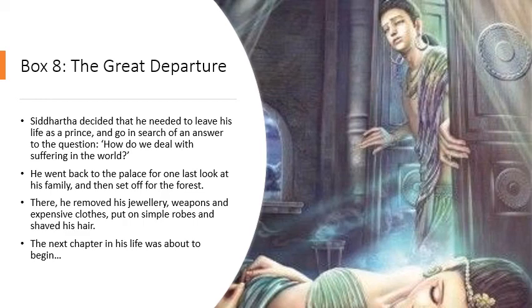He goes back to the palace for one last time to look at his family, and then he sets off for the forest. When he gets to the forest, he removes his jewellery, his weapons and his expensive clothes, and he puts on simple robes and shaves his hair. And then the next chapter in his life is about to begin. That's box 8. If you can summarise it with pictures and words, that would be fantastic.